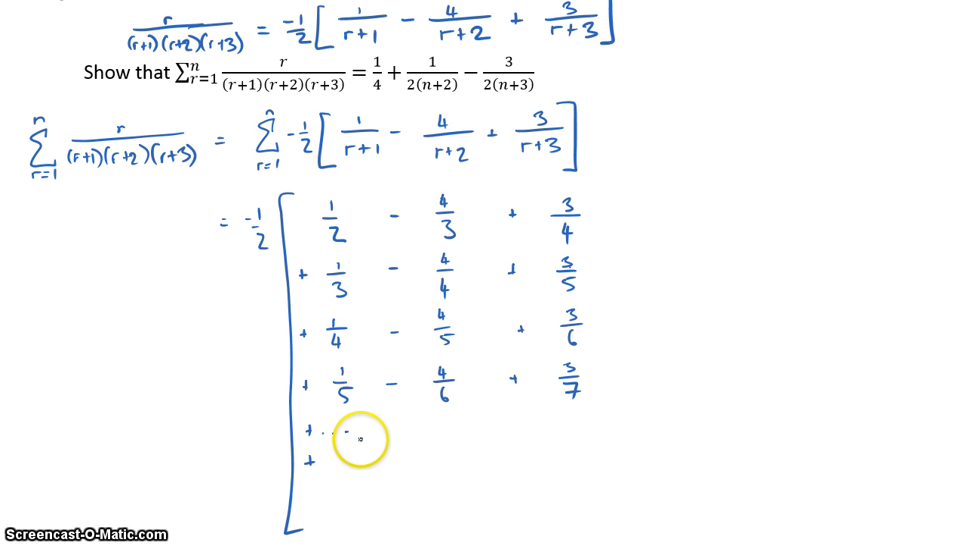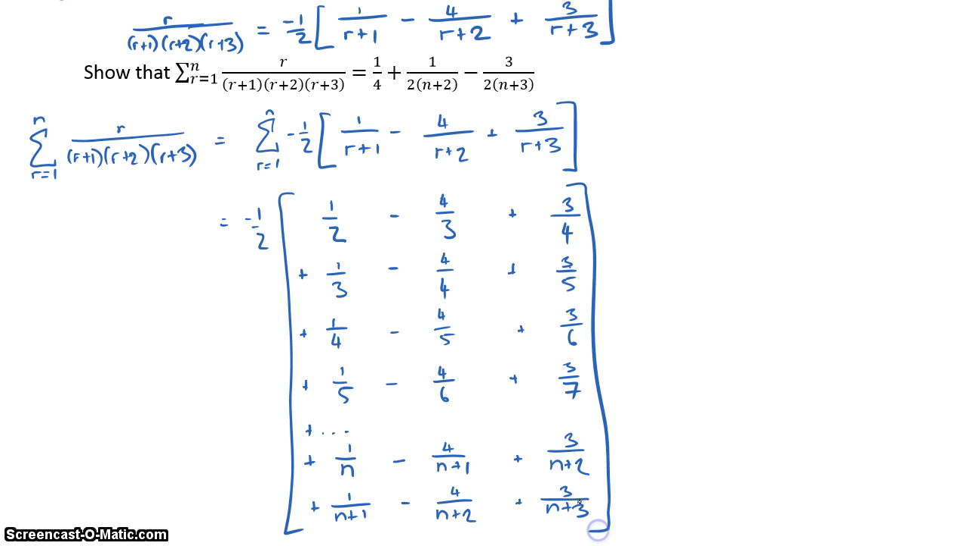So when r equals n minus 1, what do I get? I'd get 1 over n minus 4 over n plus 1 plus 3 over n plus 2, and the last line would be 1 over n plus 1 minus 4 over n plus 2 plus 3 over n plus 3. So when we follow a cancellation pattern, what does that leave us with?